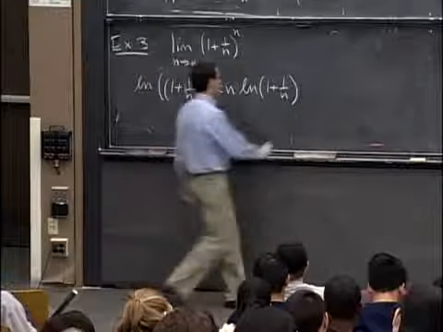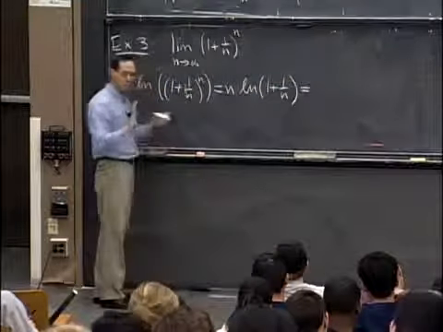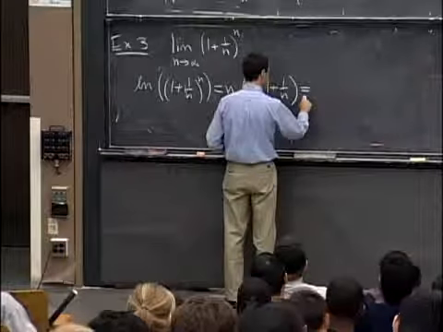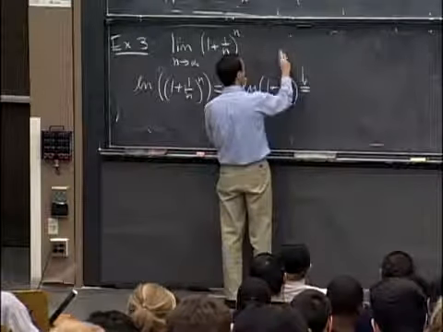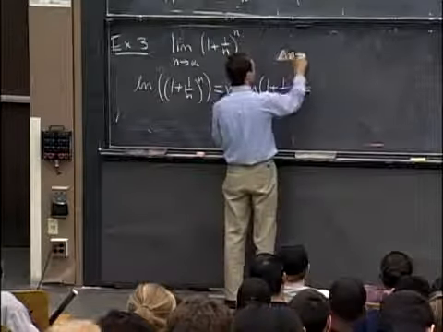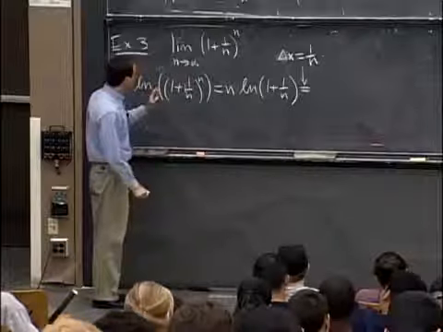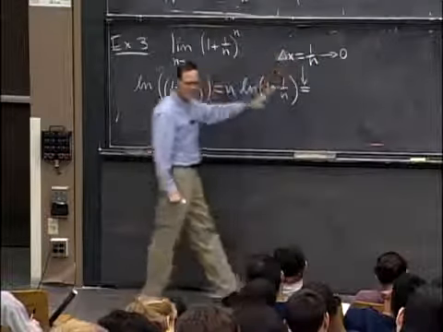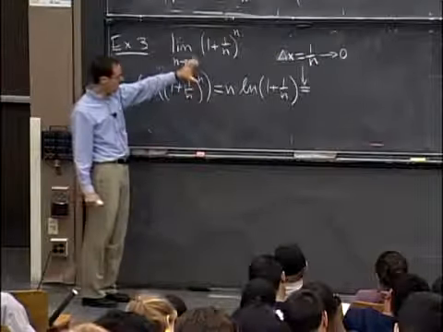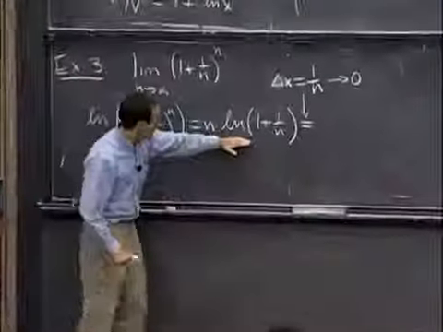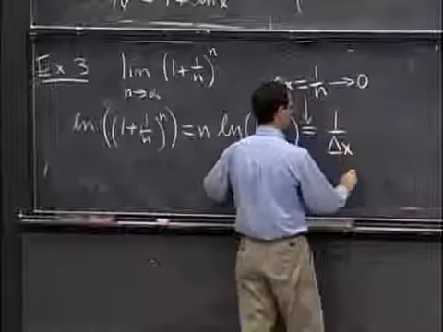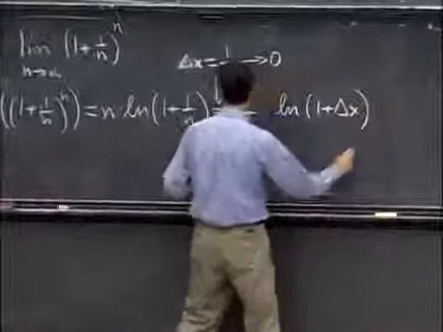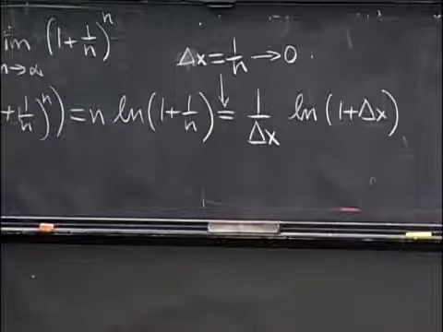And now I'm going to rewrite this in a form which will make it more recognizable. So I'm going to say delta x is equal to 1 over n. All right? So if n is going to infinity, then this delta x is going to be going to 0. So this is more familiar territory for us in this class anyway. So let's rewrite it. So here we have 1 over delta x, and then that is multiplied by log of 1 plus delta x. All right, so n is the reciprocal of delta x.